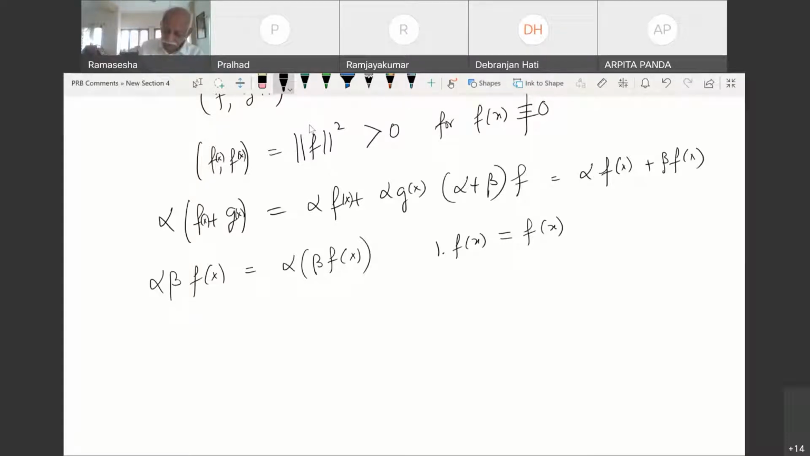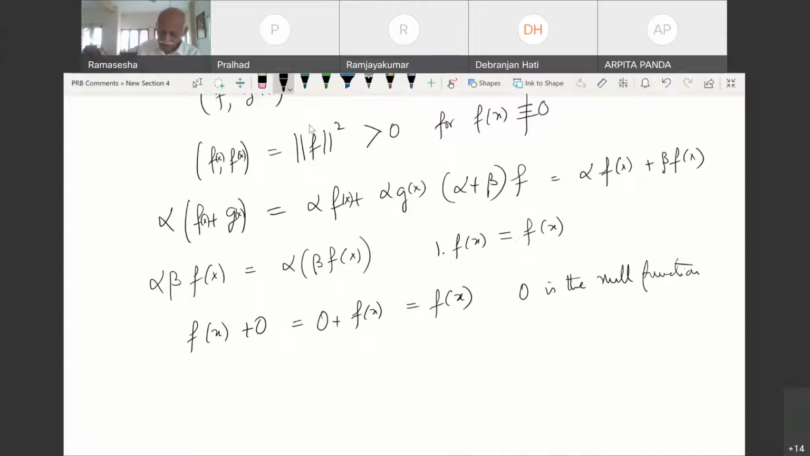And then f of x plus 0 is equal to 0 plus f of x. So this 0 is a null function. Okay. But then I have the inner product of f of x and g of x, with alpha times f of x, because you see these are all the properties.